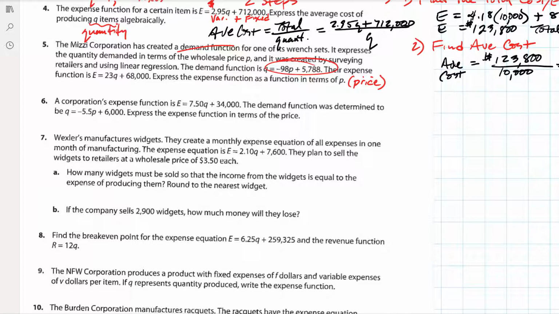I've got some computer issues here. So what I need to do is take negative 98P plus 5,788 and substitute it in for Q. All right, so here we go. I'm going to try to do that. So E is going to be equal to 23 times P plus the 5,700.